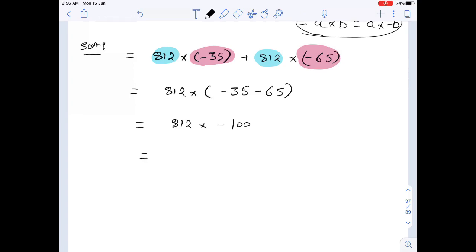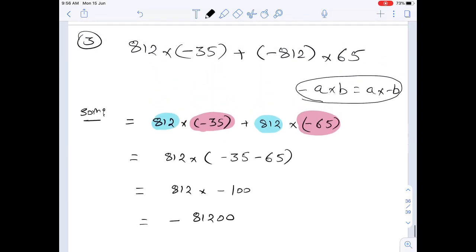Equals to, now these both numbers have opposite signs. So what do we have to do first? Multiplication of signs. So plus into minus will become minus, and then 812 into 100 will become, yes, 81200. So in this way, by using some properties, it can be seen that such a big multiplication can be easily done. Which property have we used? We have used the distributive property of multiplication over addition and subtraction.